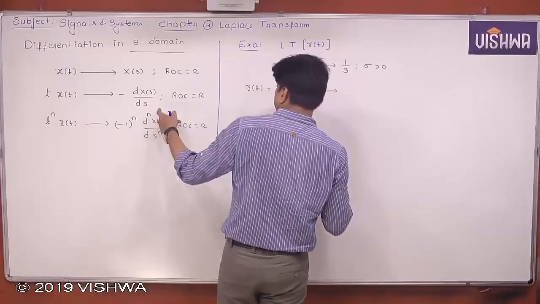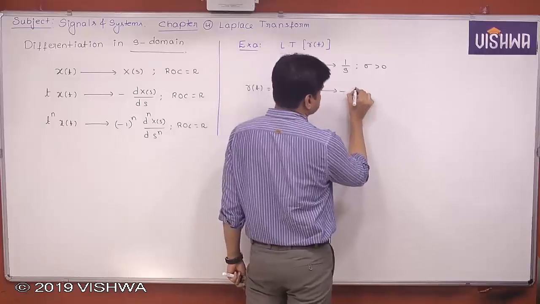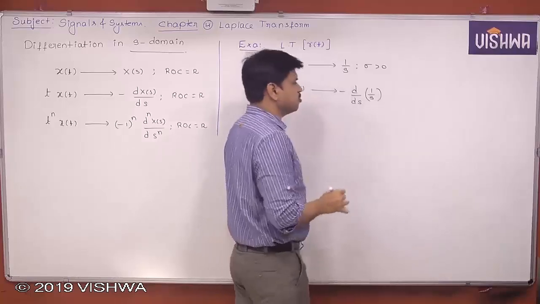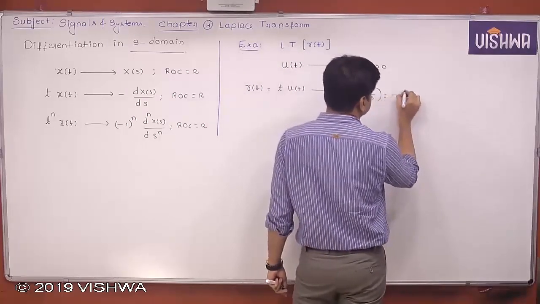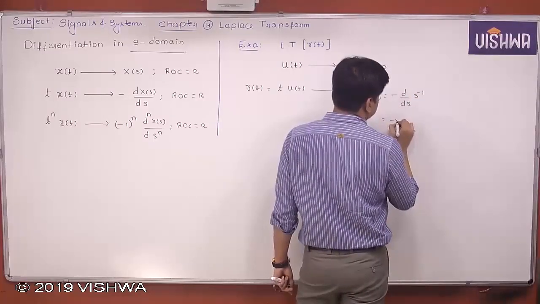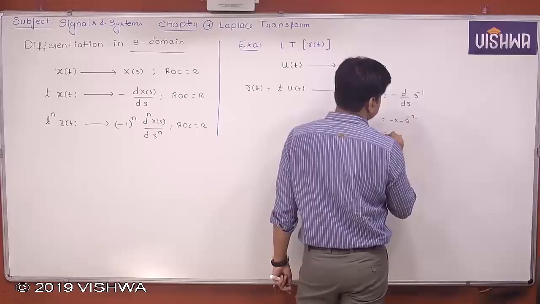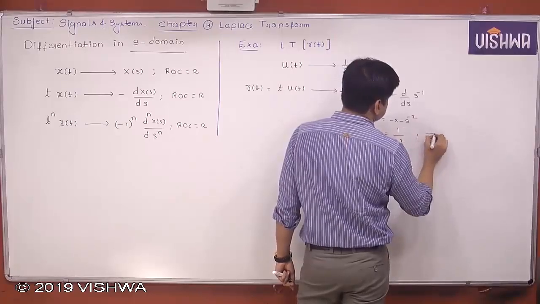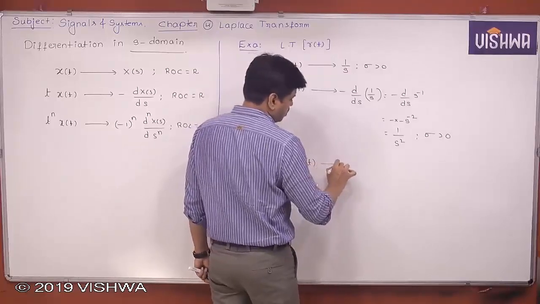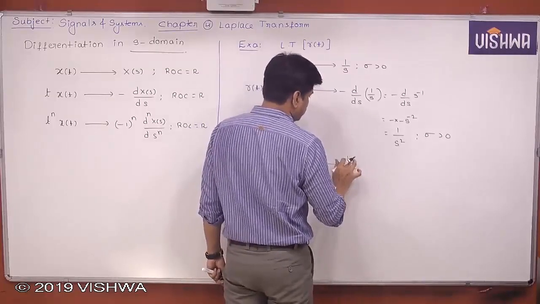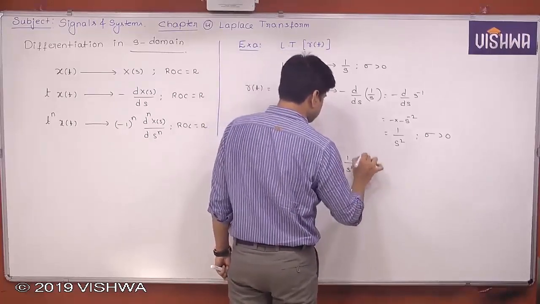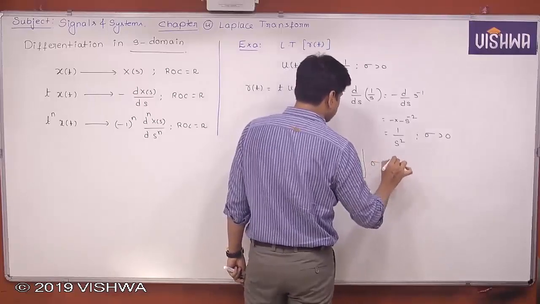From the differentiation in S domain property, we have to do minus d by ds of 1 by s. What is that? This is minus d by ds of s power minus 1. So it is minus into minus s power minus 2. That is 1 by s square. Still sigma greater than 0. So simply you can remember, for R of t, the Laplace transform is 1 by s square, with sigma greater than 0.